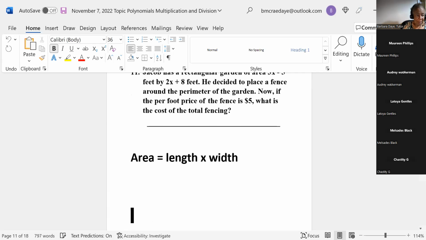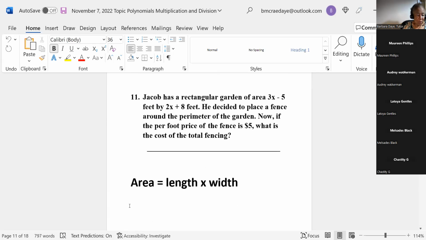All right. Now, what's perimeter, Maureen? You were giving me perimeter. What's perimeter? Two lengths, two widths. Okay, perimeter equals 2 length plus 2 width.